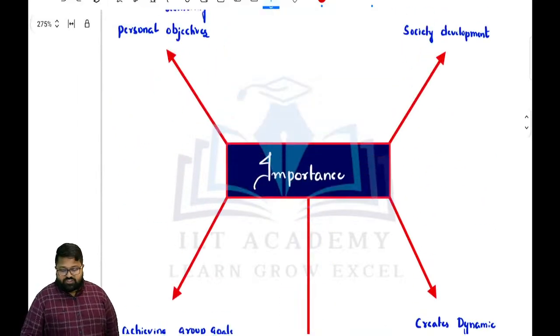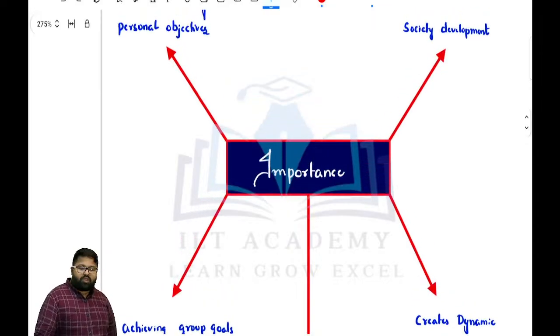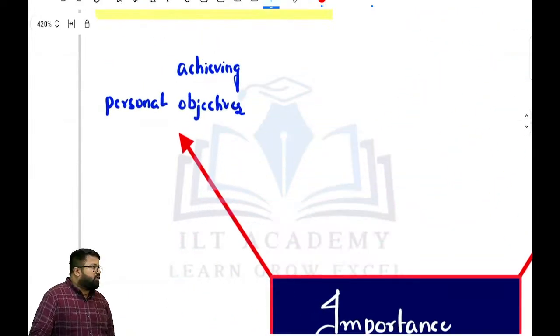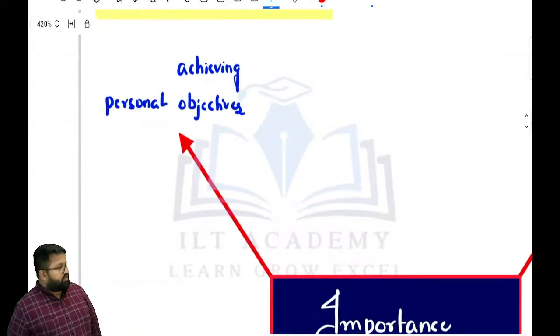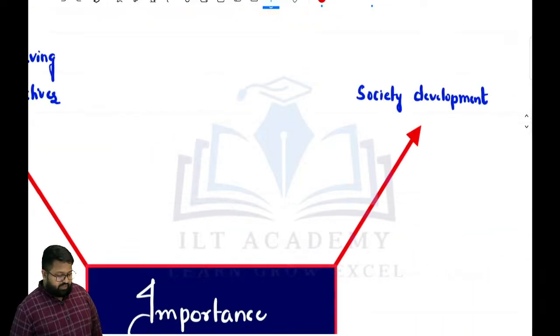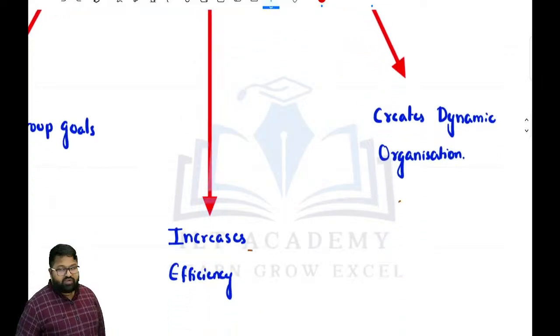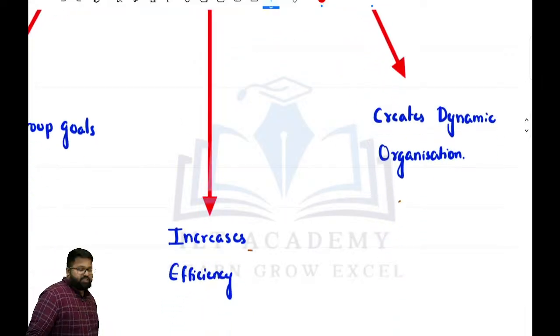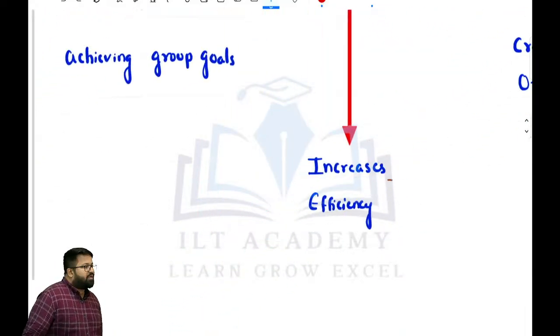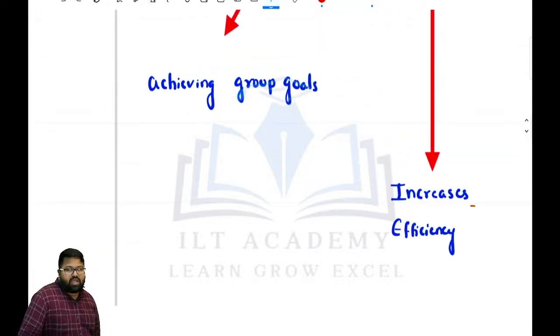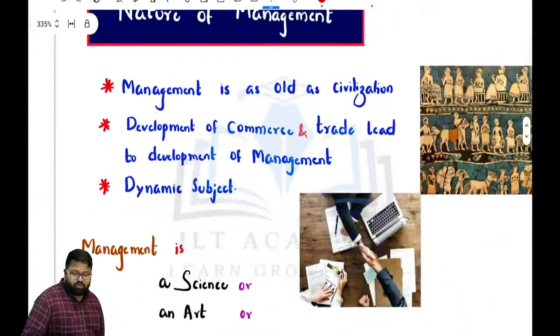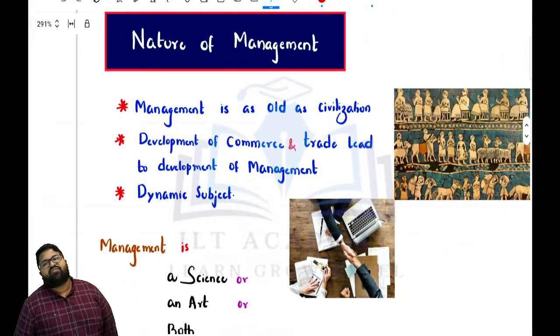Done with these points. What have we discussed till now? Importance. What is the first one? First one, achieving personal objectives. Second one, what development? Society development. Third one, creates dynamic function. And next one, increase efficiency. Last one, achieving group goals. And go with the next one, nature of management.